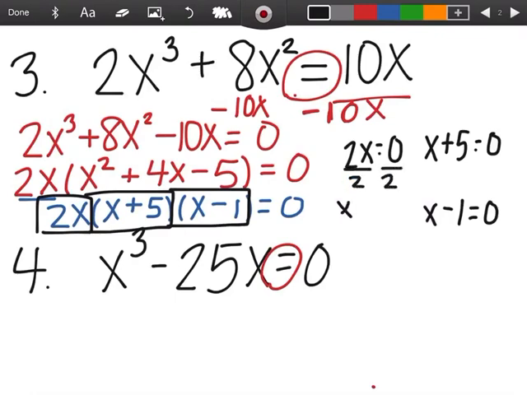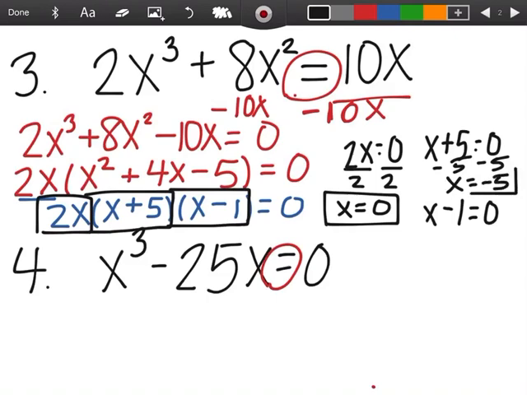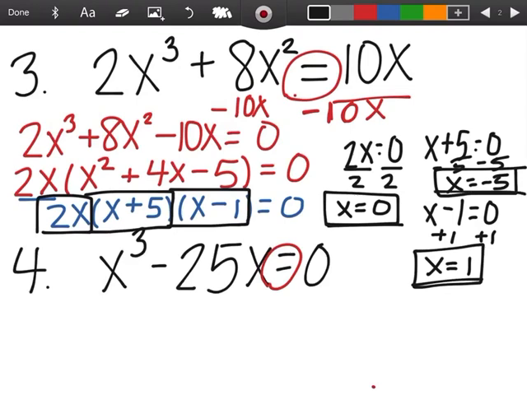So in the first one here, I'm going to divide by 2. 0 divided by 2 is 0. So x could equal 0. If I subtract 5, x could be negative 5. And if I add 1, x could be 1. So the 3 solutions are 0, negative 5, and 1 for number 3. If I plugged any of those in and I carefully checked my answer, I would get a true statement. So I have 3 answers.